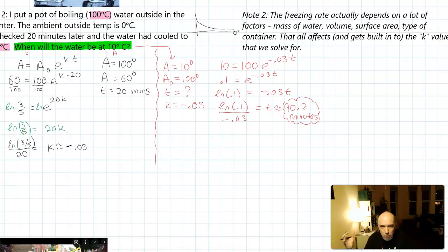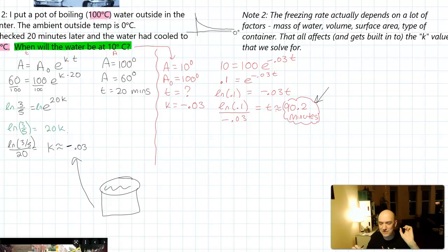Mass of the water, like how much water you have, the surface area, is it spread out or is it all in one block? The type of container it's in, is it insulated, is it not? That actually will all affect the time, but all of that gets built into the K value. In that first step, we solved for K for a given situation, a certain vessel that the water was in and a certain height. And if I had a different vessel, I'd get a different K value and the answer would be different. But because we're solving it based on the data that was given in the problem, that's all built in when we find that K.